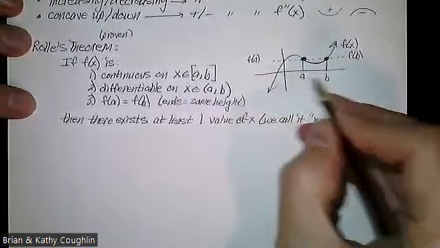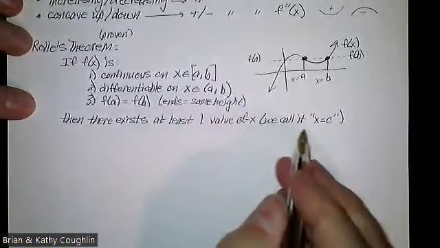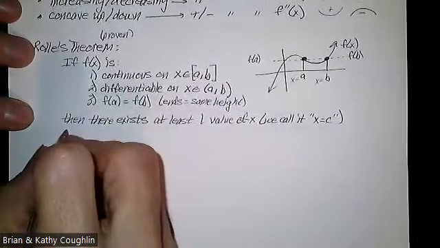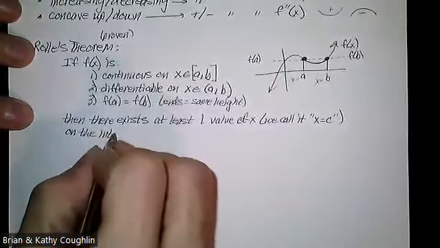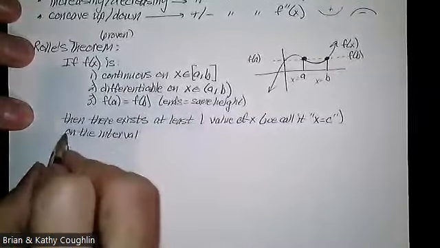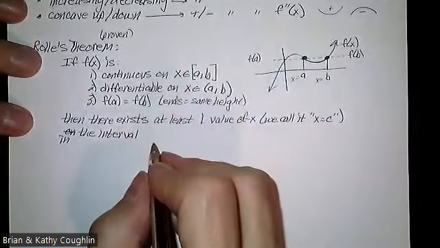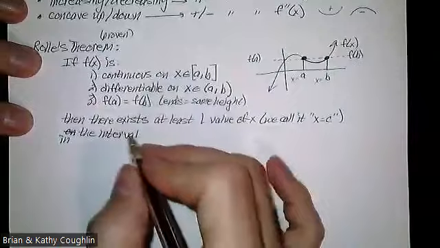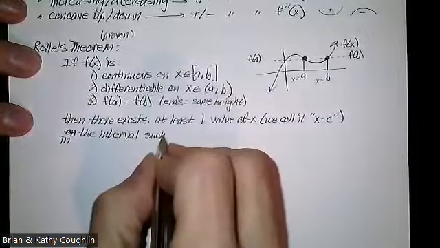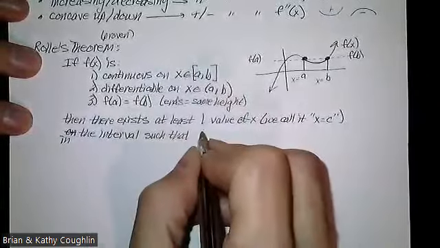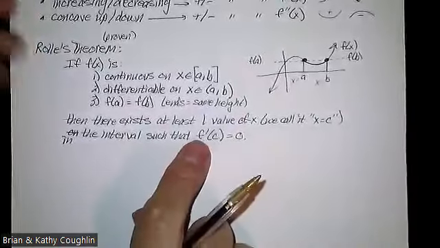Like this is x equals a, this is x equals b. But it says that there's at least one value of x, that we'll call x equals c, in the interval. I'm actually going to say in the interval, because it's not on the endpoints. I suppose it could be on the endpoints, whatever, but definitely in the interval, such that f prime of c equals 0. That means the derivative there is 0.